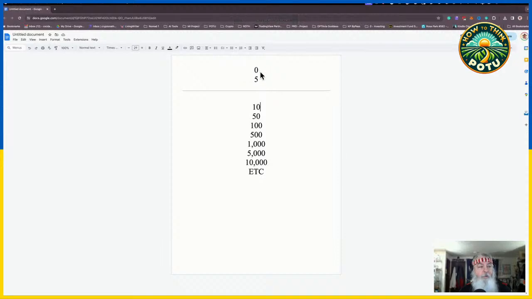I want you to remember 0 and 5. If you can remember 0 and 5, you'll be able to understand this. Let me give you an example. Whenever the market pricing goes to a 5, 10, 50, 100, 500, 5,000, 10,000, whatever. So see the zeros? Wherever there's a zero at the end, right?